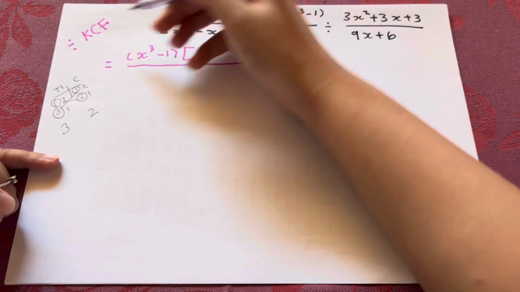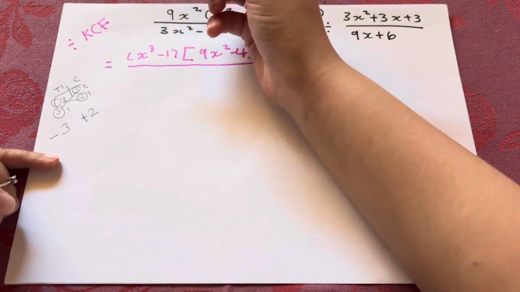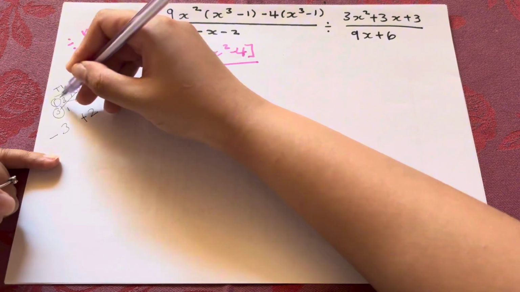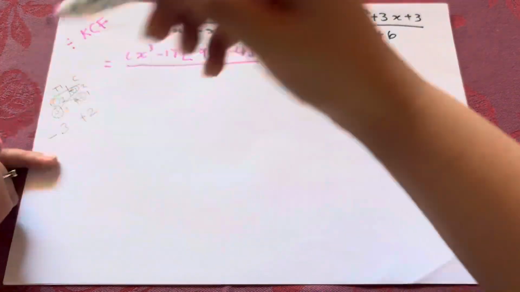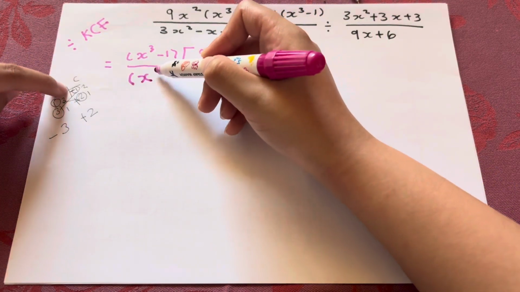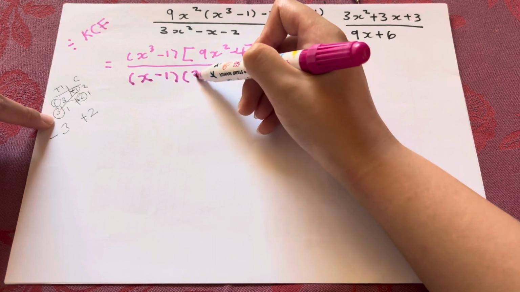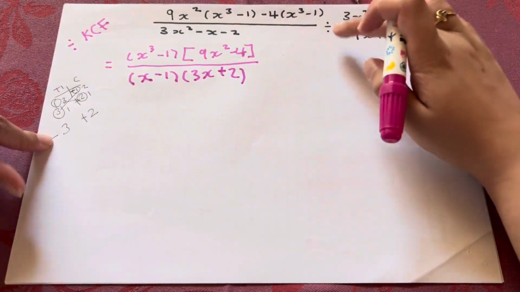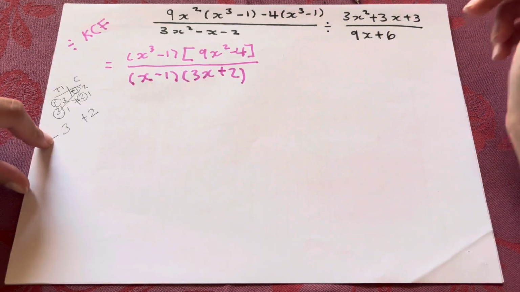And to get negative 1, that's a minus, that's a plus. Bring the signs back. That's a minus. That's a plus. So your trinomial factorizing here is x minus 1, 3x plus 2. Now, this division, keep, change, flip.